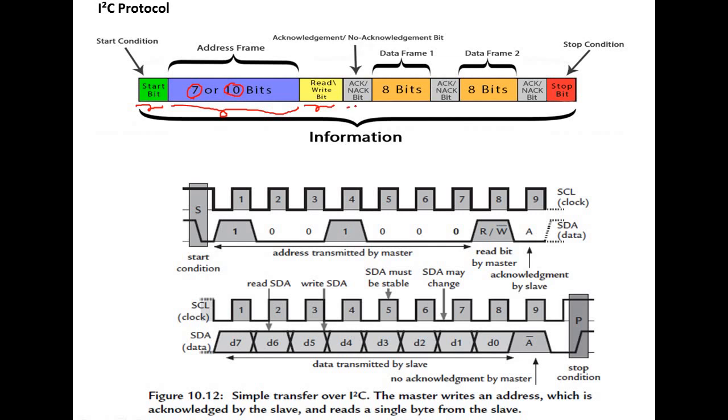Next, acknowledgement from the slave that it is ready for communication. Next, data bits, then again acknowledgement. Next again a data frame, then acknowledgement. At last, the stop condition, which means the data transfer is completed. This is how information is passed between master and slave. The protocol is explained with a small example here.